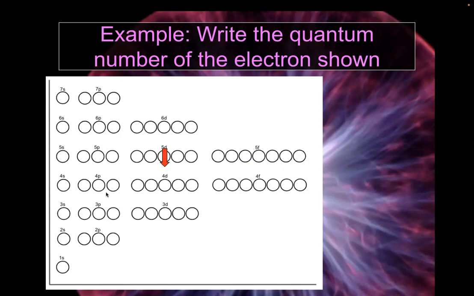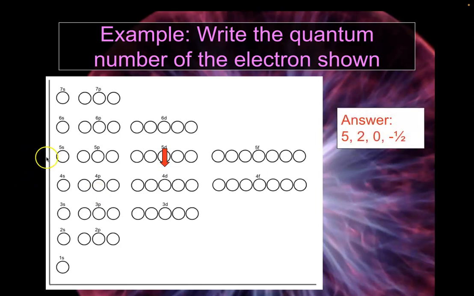Another example, what would be my quantum number here? Take a moment in the video, see if you can figure out what the quantum number is all on your own before I tell you the answer. Here's my answer. It's in principal energy level 5. It's in 0, 1, 2, a d orbital. This electron is in the center, so m equals 0, and it's pointing down, so it's -1/2. That's how I would identify that electron's quantum number.